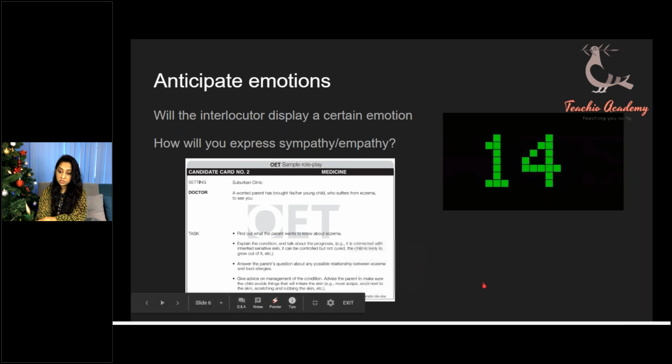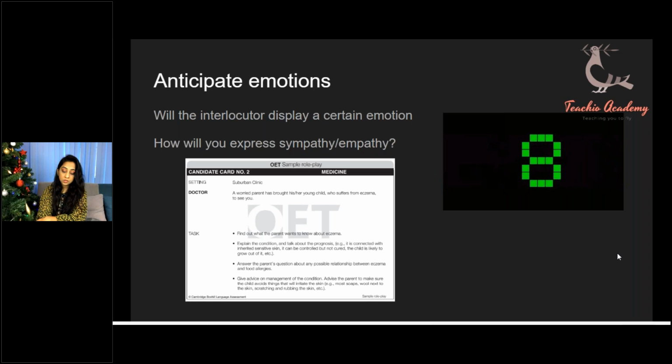So guys, the question is, and I want you to give it a good try, and I want everyone to participate. I want you to tell me what would be a good sentence that you're going to use when talking to this person, which is going to show sympathy and empathy.